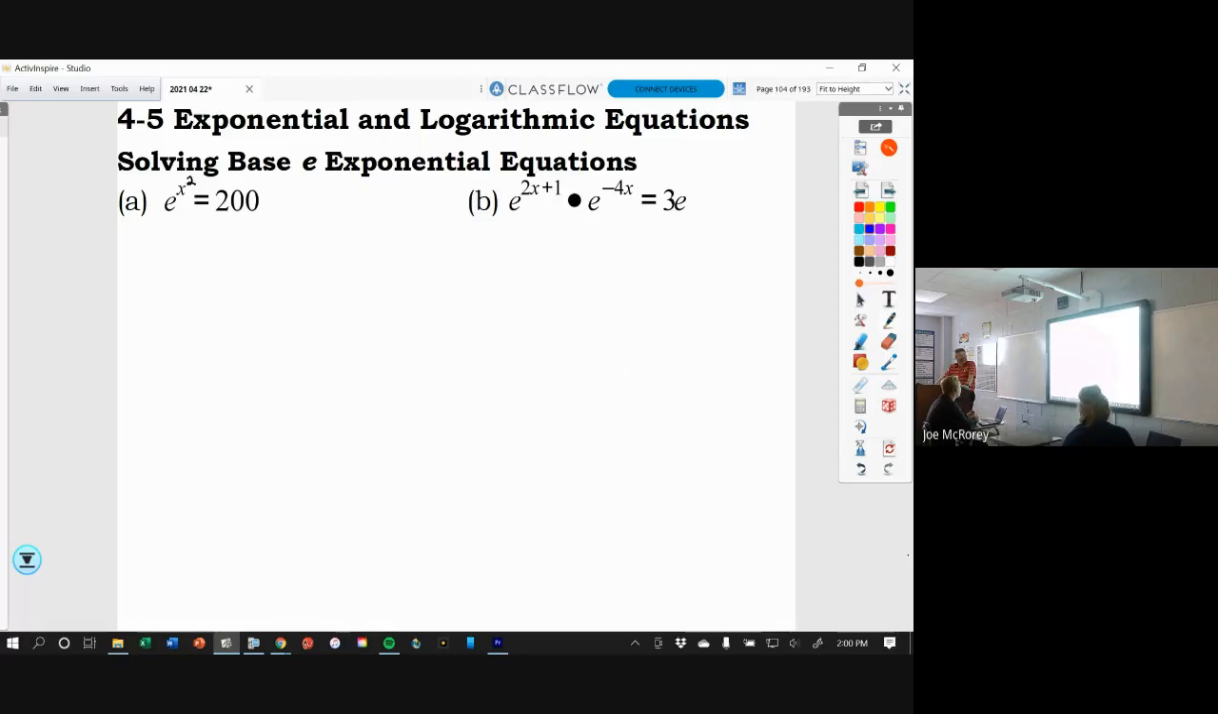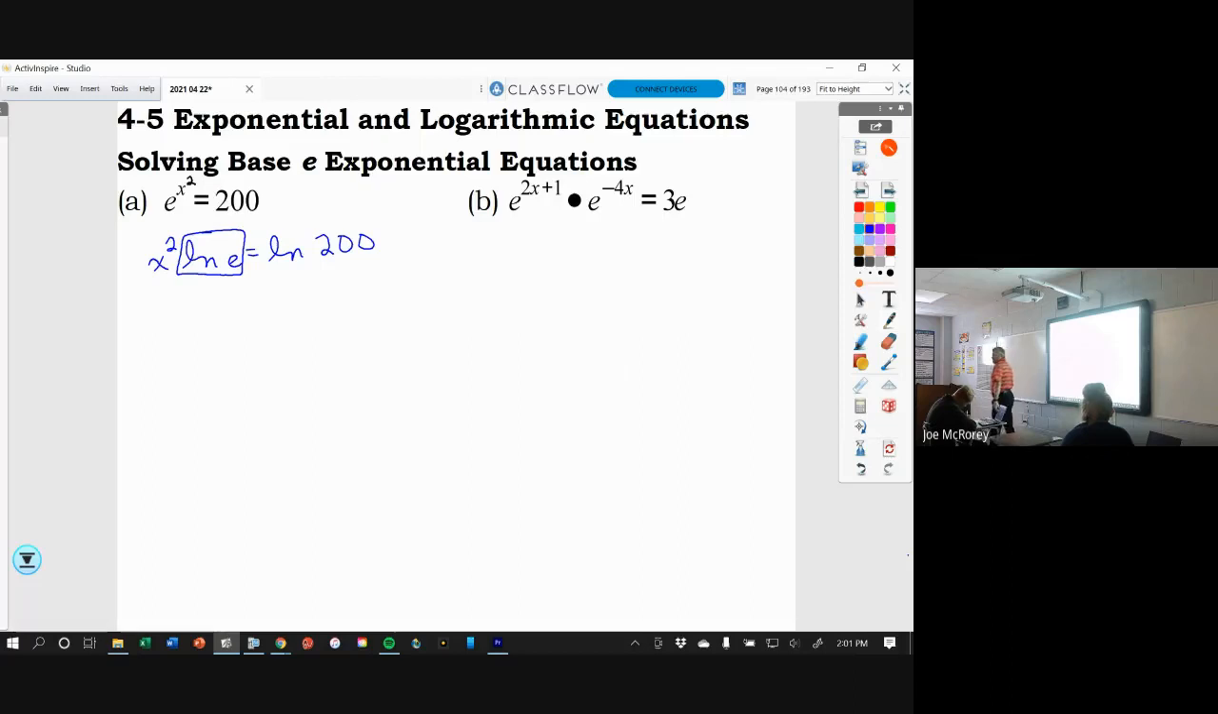Okay, all right. My variable includes an exponent. I need to bring the exponent down. Take the natural log of both sides. By taking the natural log of both sides, I can take this exponent and pull it out to the front. So I have x squared, natural log of e is equal to natural log of 200.